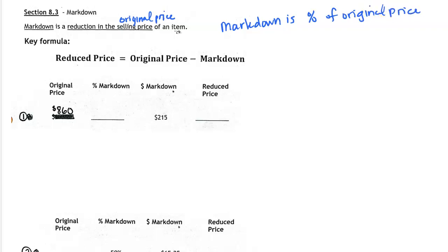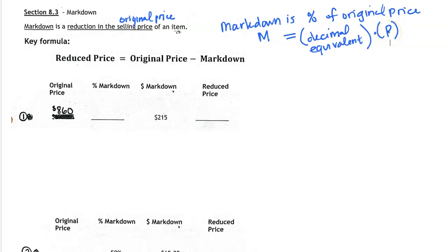And if we convert this into a phrase, our markdown, I'll use M, is equal to whatever percent they give us. Sometimes it's a 10% markdown, sometimes it's a 20% markdown. We'll change that to its decimal equivalent. Of would indicate multiply, and the original price, I try not to use the variable O, so I'm going to use P for original price. So to find the dollar amount markdown, we would take the decimal equivalent of its percentage times the original price.